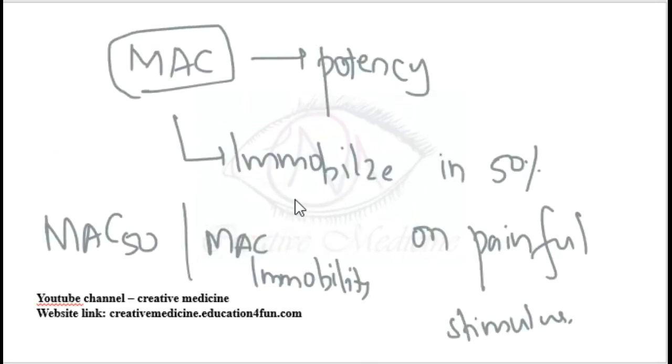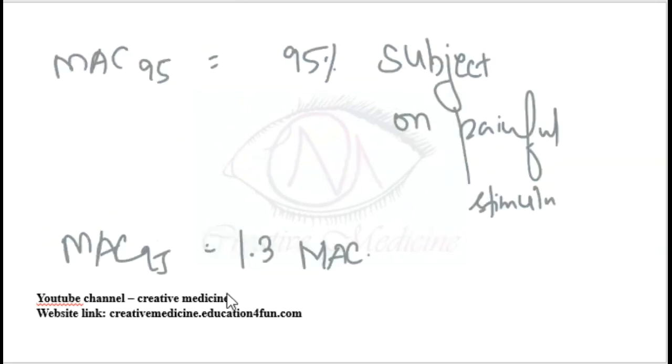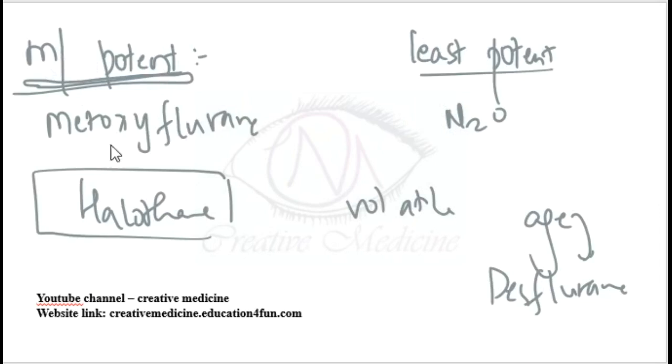Summary: minimum alveolar concentration will tell us about the potency. MAC 50 is the concentration which is required to immobilize 50% of the patients on painful stimulus. So it is MAC 50 or MAC immobility. Then MAC 95 is around 1.3 times the minimum alveolar concentration.